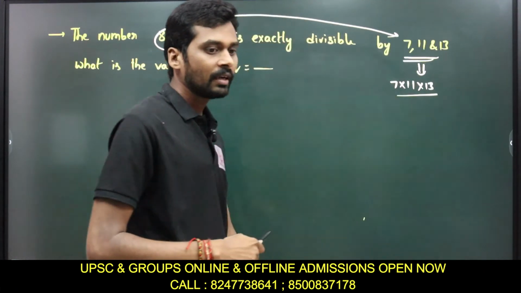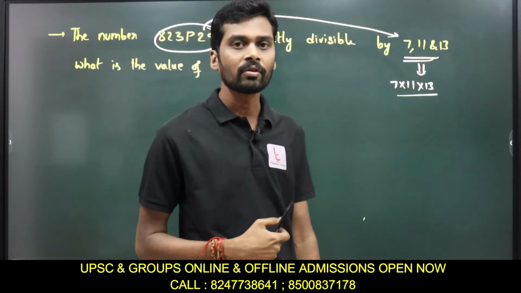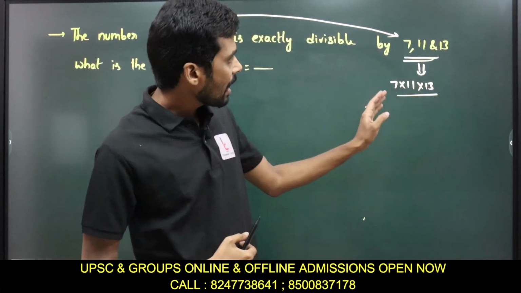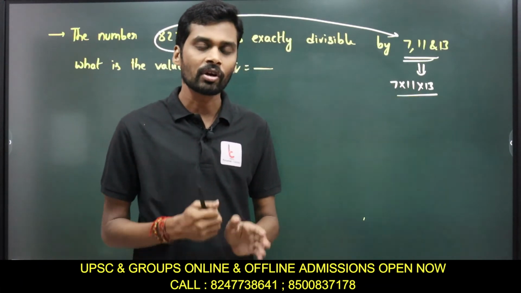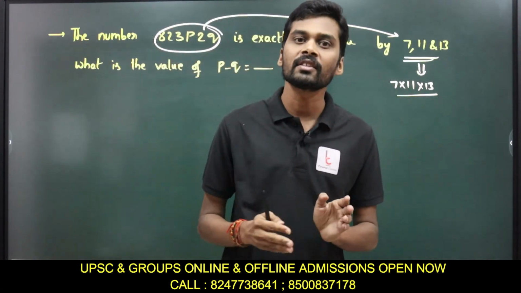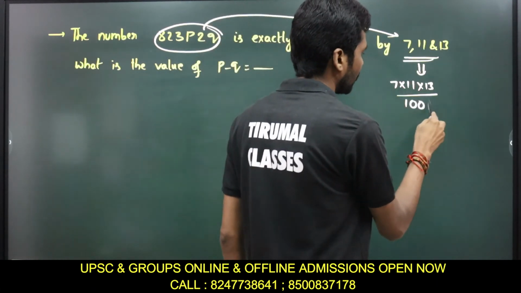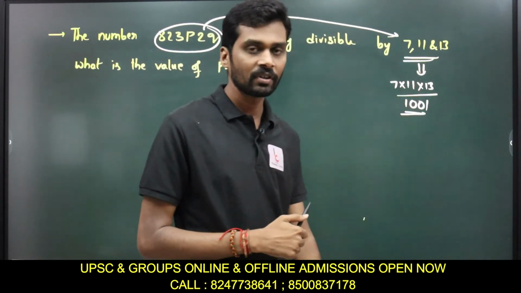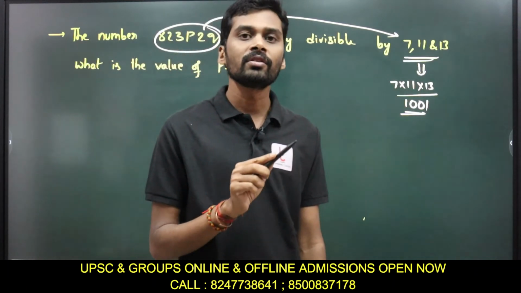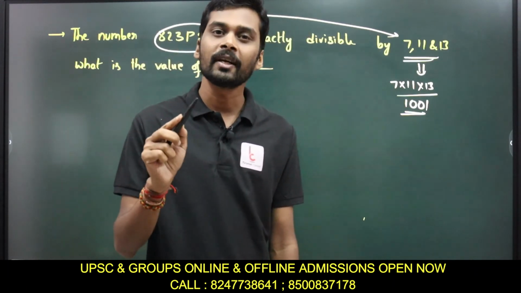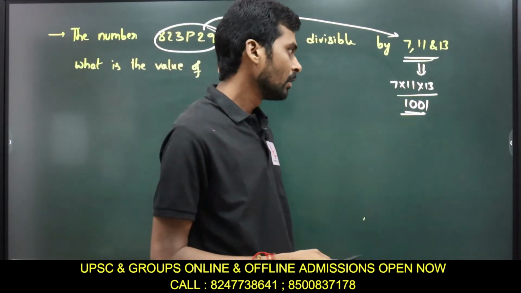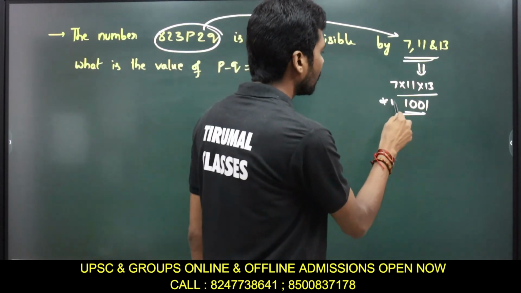In one of the earlier videos, I told you that 7 into 11 into 13, the product of 3 consecutive prime numbers starting from 7, is 1001. You should remember this number, as it is very important. 1001 can be broken into 7 into 11 into 13, right? So this is a very, very important number.